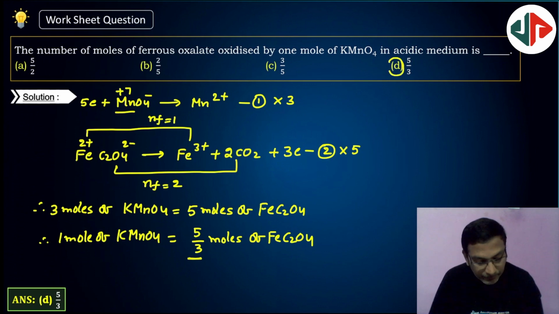Option D. So here 5 electrons is the n factor. In acidic medium, MnO4 minus will be changed to Mn2 plus, n factor is 5. For ferrous oxalate, total n factor is 3. Expression 1 with 3, expression 2 with 5 multiplication, to balance electrons. So 1 mole of KMnO4 oxidizes 5 by 3 mole of FeC2O4, ferrous oxalate. Next.